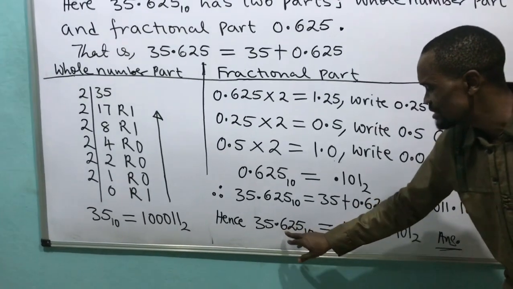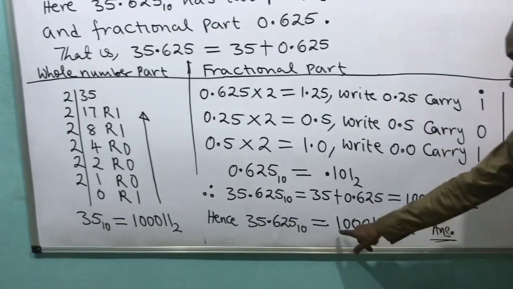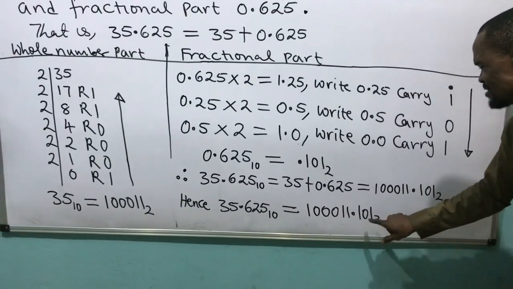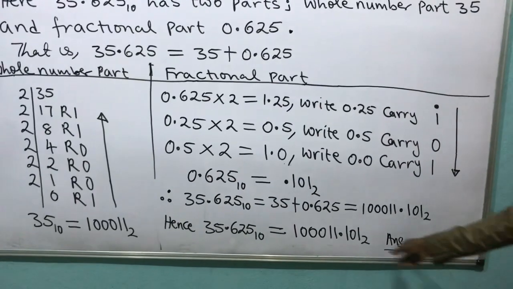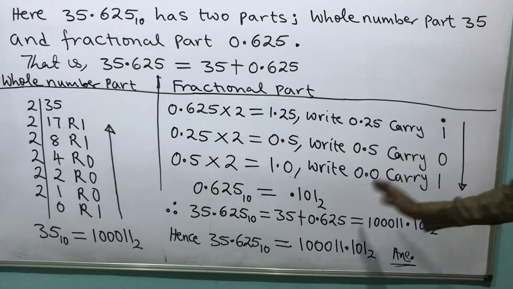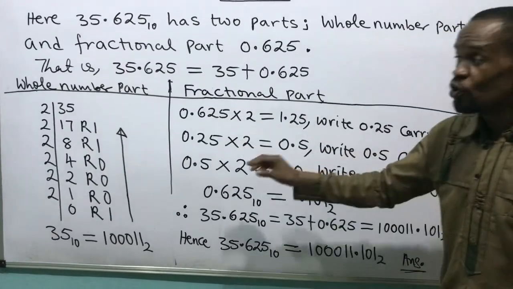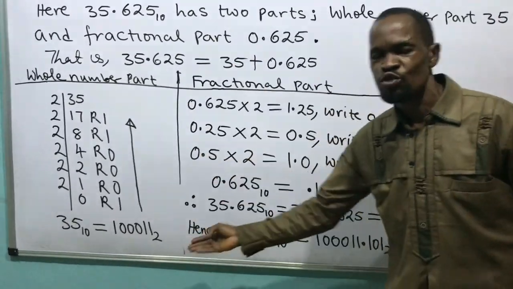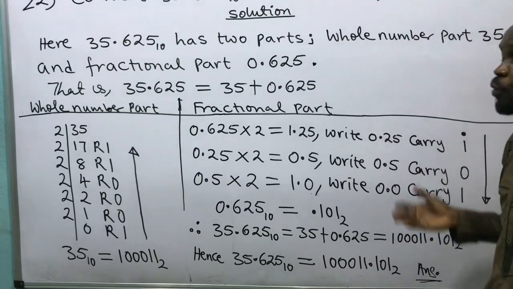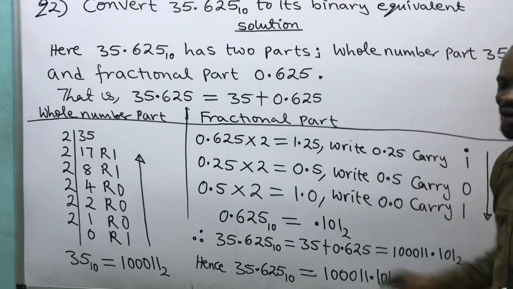35.625 base 10 is equal to what? 100011.101 base 2. And that's my answer. And that's all about it. So remember that in a fractional part we multiply by 2, in a whole number part we divide by 2. And when you get to 0.0, it terminates. We are no longer to multiply again, and that's where it terminates.